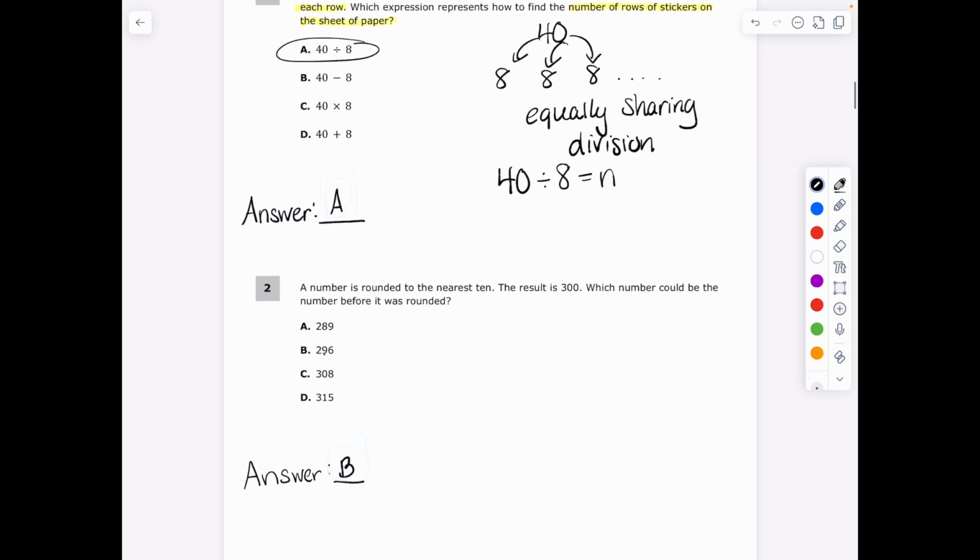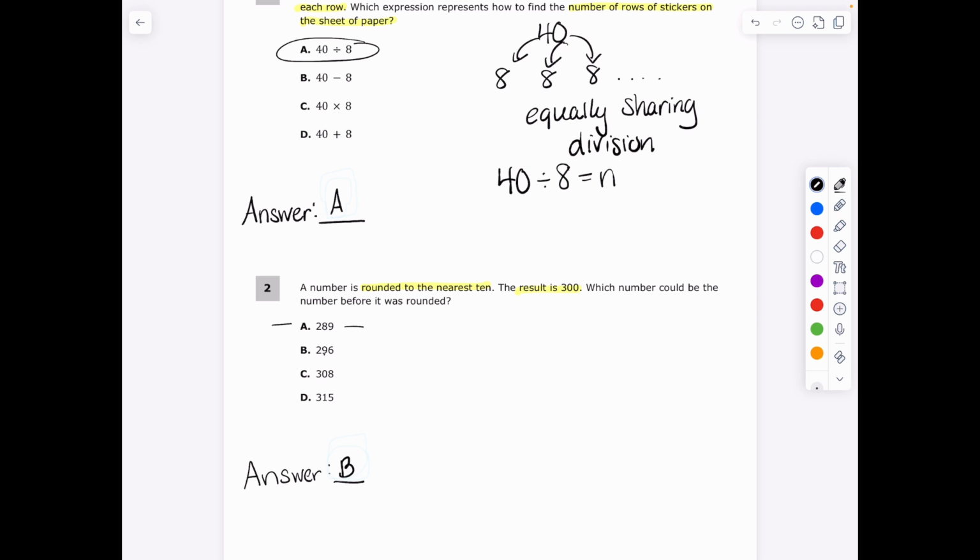And number 2 is a rounding problem. And I really like rounding problems a lot. So in this one, they're asking, a number is rounded to the nearest 10. The result is 300. Which number could it be? So here's what I'll tell you about rounding. Each of these numbers is between 2 other numbers. And we're trying to figure out, I'm going to go by tens. We're trying to figure out if I rounded it, which one is the closest it's by.